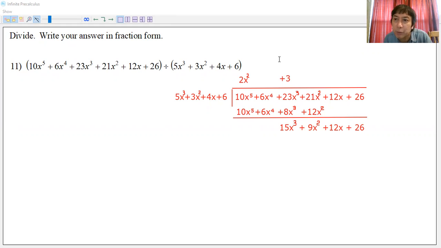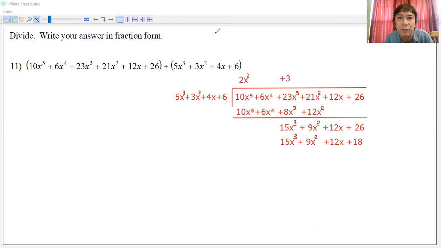So back to multiplication. 3 times the divisor, so we will have 15x cubed, followed by 9x squared, and then followed by 12x, followed by plus 18. Okay, that's a plus 18. And then I put the cube and the squared. This will now be cube here and squared here. This is 2 here.